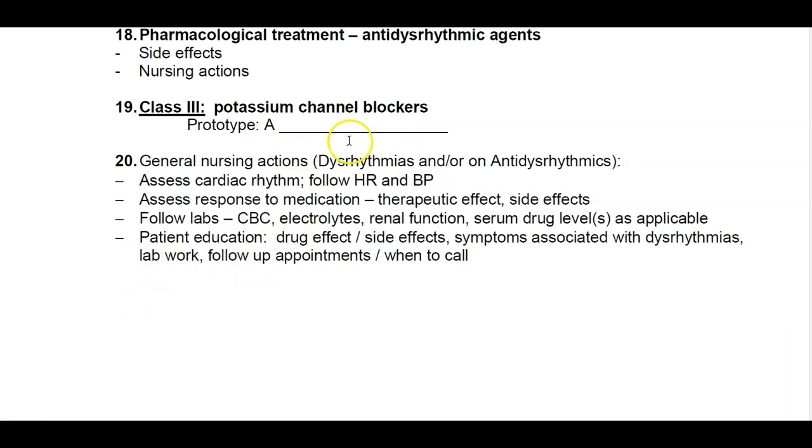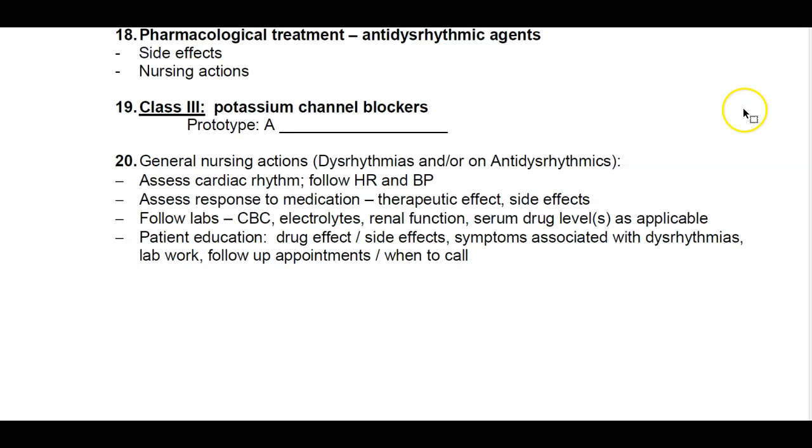Last but not least, these are the general nursing actions when caring for patients with dysrhythmias or those taking antidysrhythmic medications. Again, assess your cardiac rhythm. You follow, analyze, and look at the trend of your heart rate and blood pressure. You need to assess for the response to the medication. It's not enough to just give the medication. You need to go back and reassess to make sure, one, is the medication working? And two, did the patient develop any side effects? So we need to evaluate for therapeutic effect and side effects.